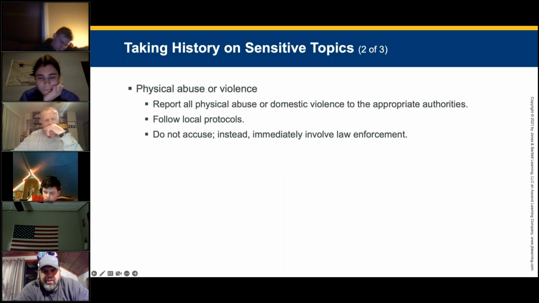Physical abuse or violence. This one's huge. And as EMS providers, we are mandated reporters for things like this. You are to report all physical abuse or domestic violence to the appropriate authorities. If the police aren't there, you need to call them. It's okay to take the patient to the hospital, but the police need to be notified. Follow your local protocols. Don't make accusations.